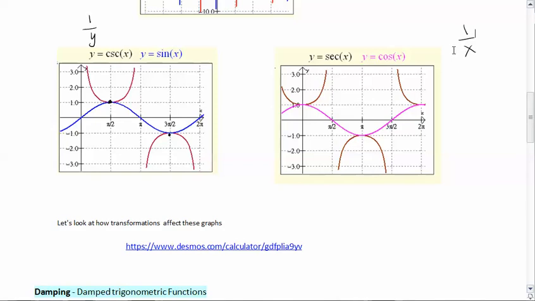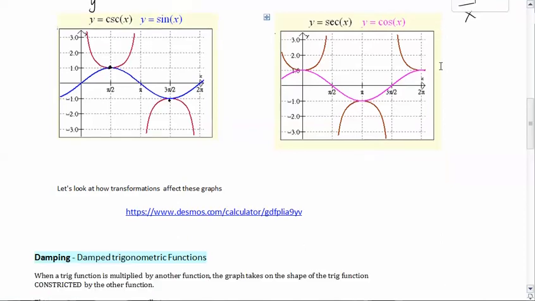So again, we had a max on our cosine, we have a min on our secant. We have a min on our cosine at pi, we have a max at our secant. At pi over 2, we have zeros, so we have infinite discontinuities.